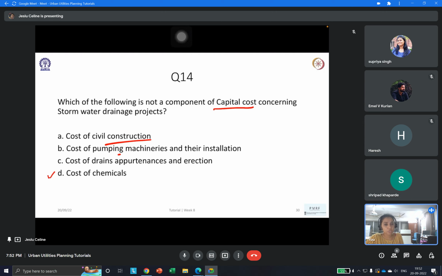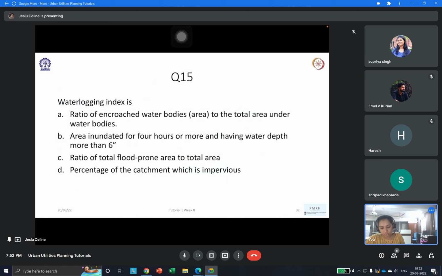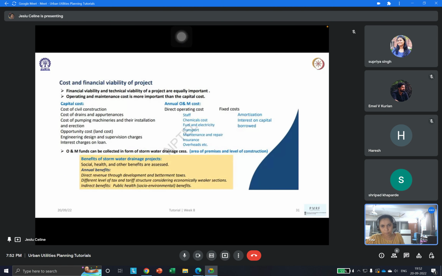And chemicals are perishable materials which we need to keep supplying when it's required, so they come under operational cost. Yeah, so from the lecture, the capital cost is what is there, and the cost of chemicals comes in the operating cost or operational cost. Right. So that was again a very easy question.